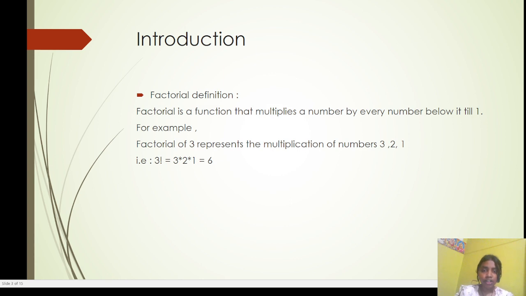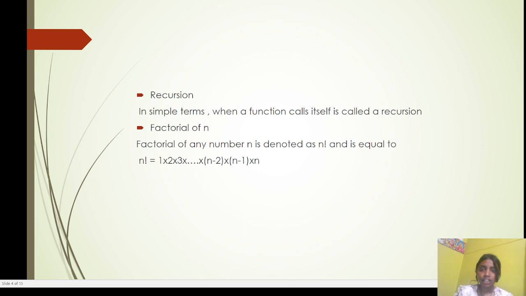Introduction, factorial definition. Factorial is a function that multiplies a number by every number below it till 1. For example, factorial of 3 represents the multiplication of numbers 3 into 2 into 1 equal to 6. Recursion: in simple terms, when a function calls itself, it is called a recursion. The factorial of n is denoted as n factorial and it is equal to 1 into 2 into so on, n minus 2 into n minus 1 into n.